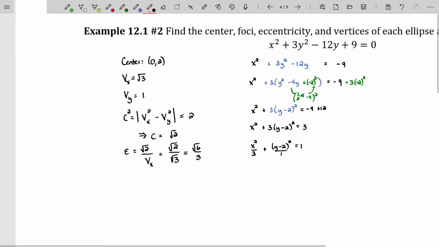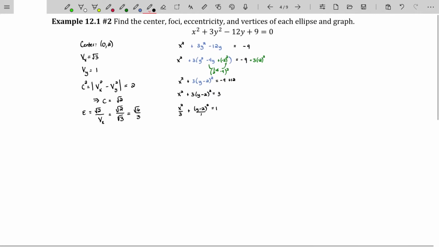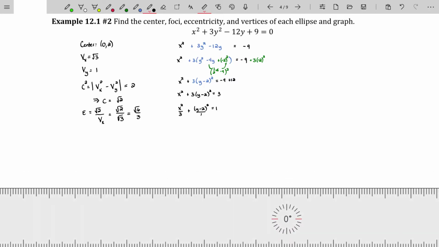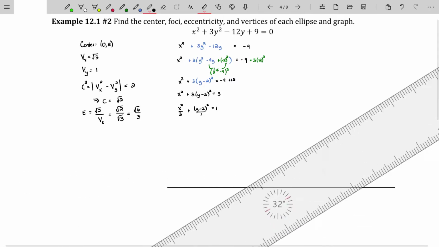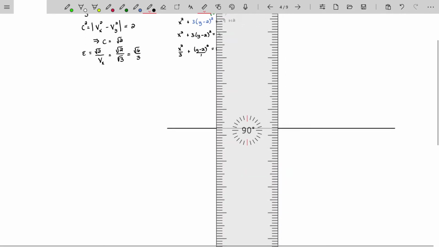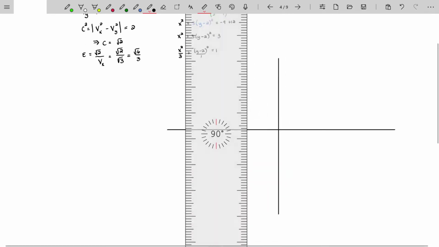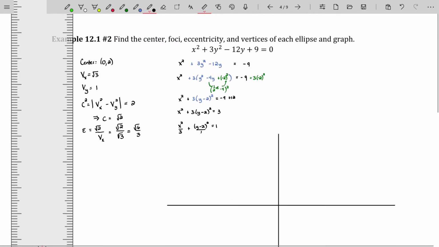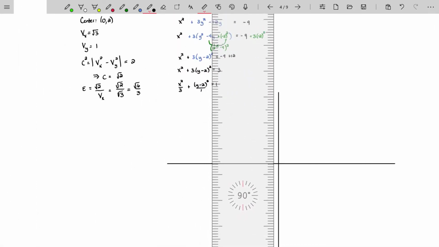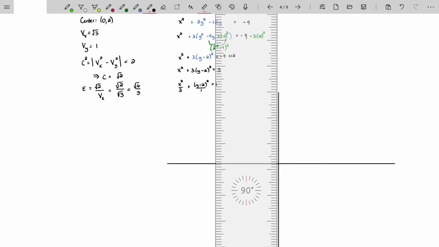And now I will go ahead and start graphing. I could have started graphing earlier, I'm just going to start graphing now. So let's see. Here's my y-axis. My x-axis is right here. Let me zoom down or go down a little bit. And let's see. Our center is at (0, 2). Let me go ahead and just say that's 2.